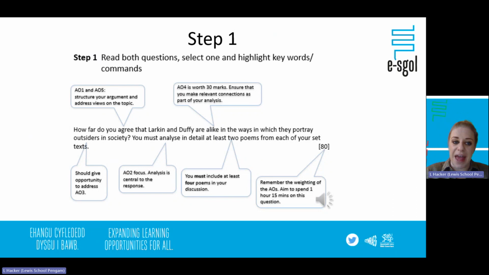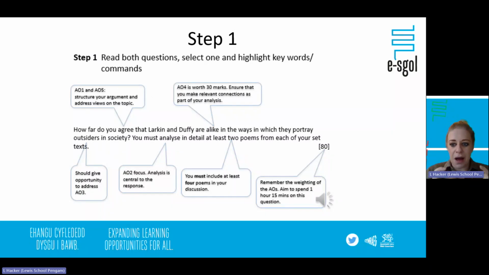Okay, so we can see then that we can break this down. So the first annotation then, how far do you agree? That relates to the structure of your argument, and you need to address views on that topic. It's not your personal agreement. That is one interpretation, but that also invites you to demonstrate alternative interpretations. How far do you agree that Larkin and Duffy are alike in the ways they portray outsiders? Okay, so that alike section is inviting you to make those connections, but also the contrasts.